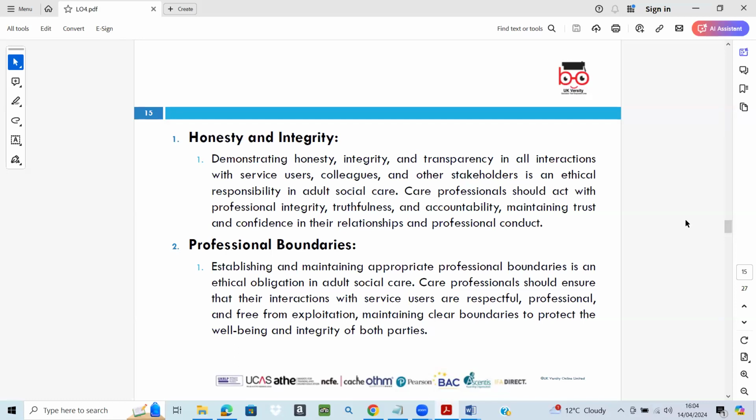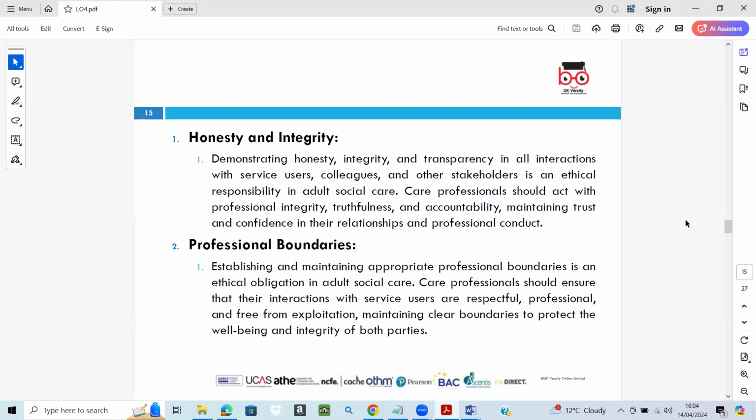Maintaining professional boundaries means ensuring that relationships with the service user remain professional and do not become personal or exploitative. This protects both the service user and the care professional, preserving the integrity of the care relationship and ensuring that decisions are made based on the best interest of the service user, not personal emotions or relationships.